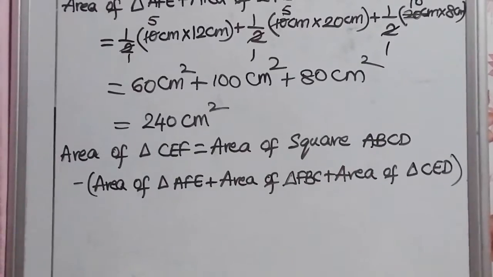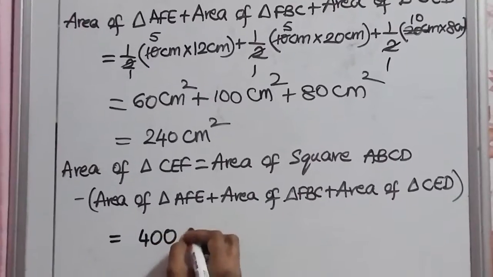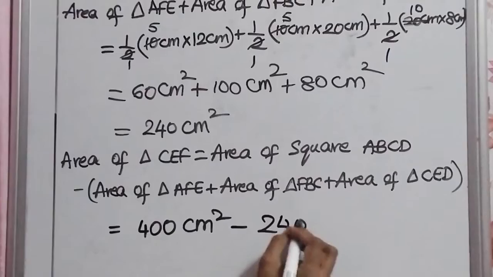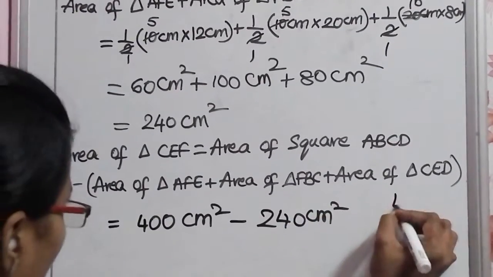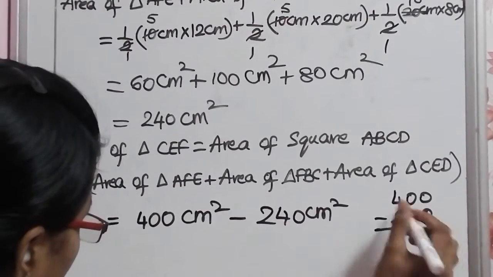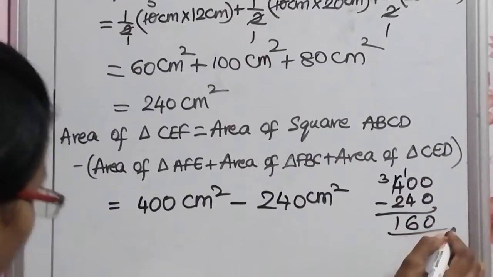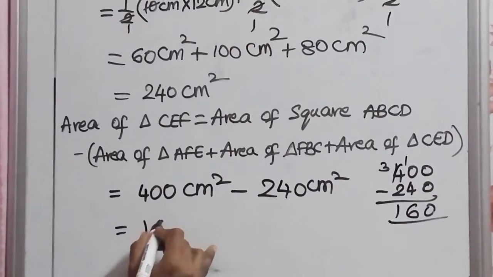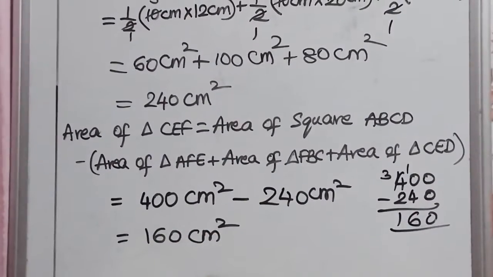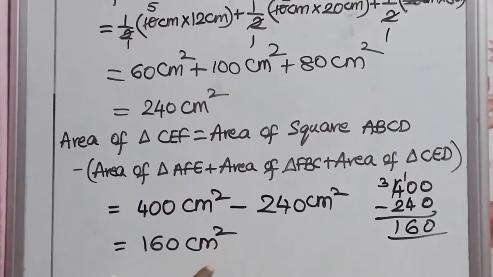Area of square ABCD is 400 square centimeters minus 240 square centimeters. 400 minus 240. 0 minus 0 is 0. This becomes 3. 10 minus 4 is 6. 3 minus 2 is 1. So you got the answer as 160 square centimeters. The area of the shaded region is 160 square centimeters.